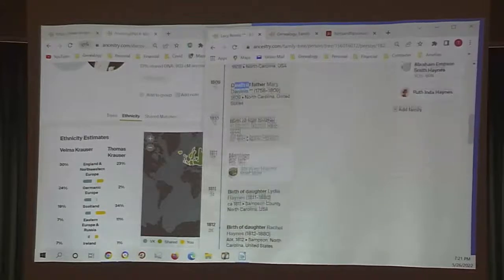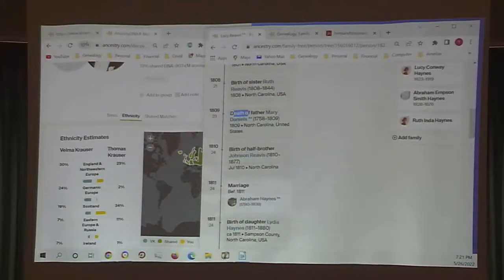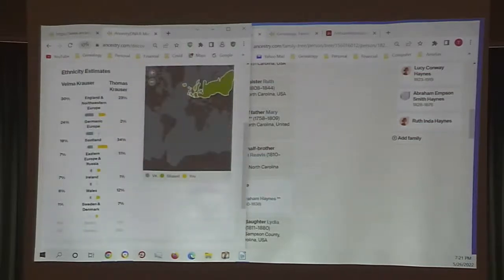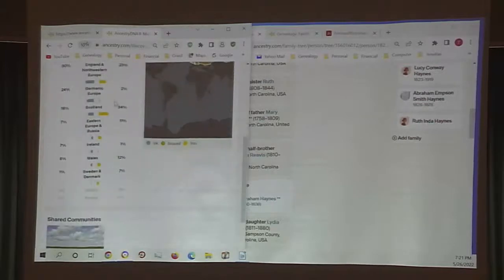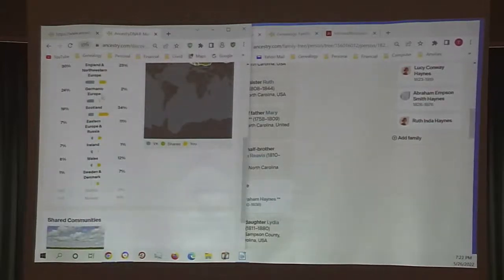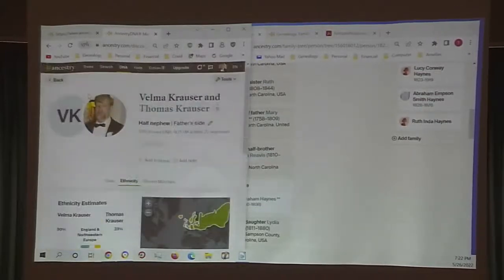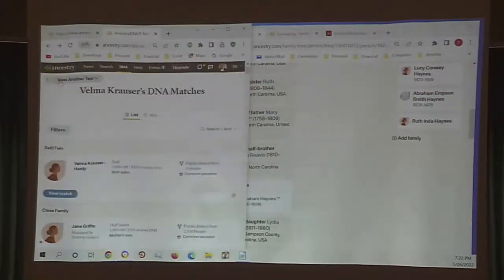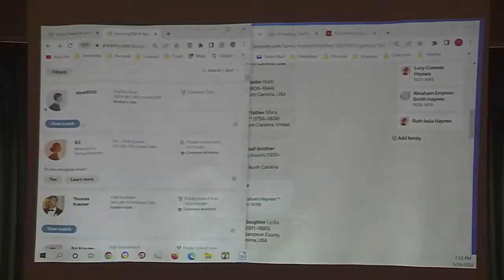Kind of bouncing all over the place. I hope you don't mind, but I'm trying to cover a lot of different things here. So anyway, with the DNA, you can look at any DNA matches and the ethnicity. Let's go to somebody I don't know over here. So let's go back up. We'll go back to Velma.